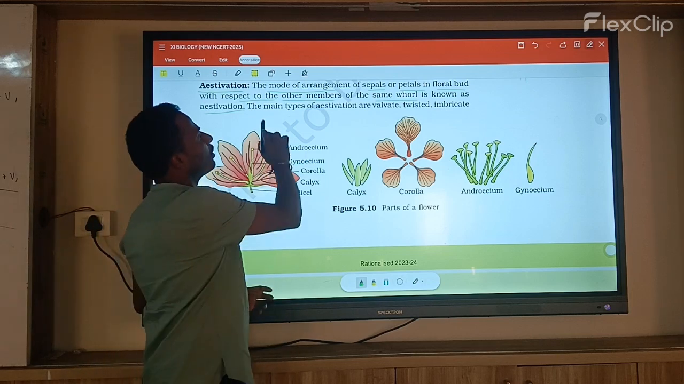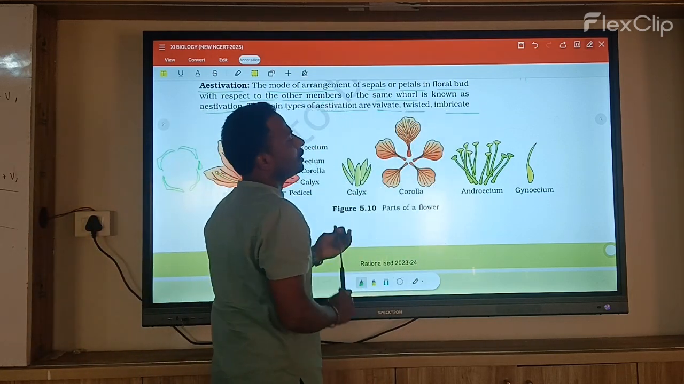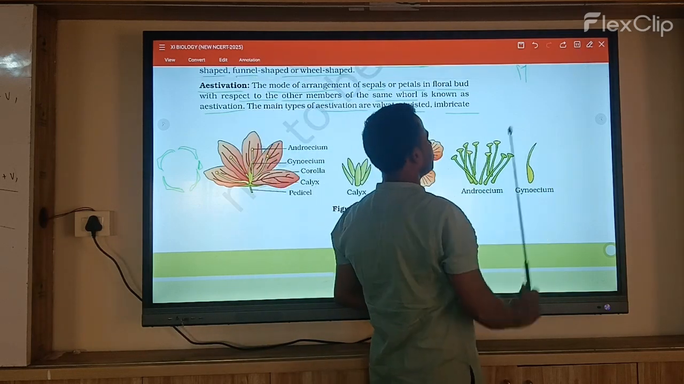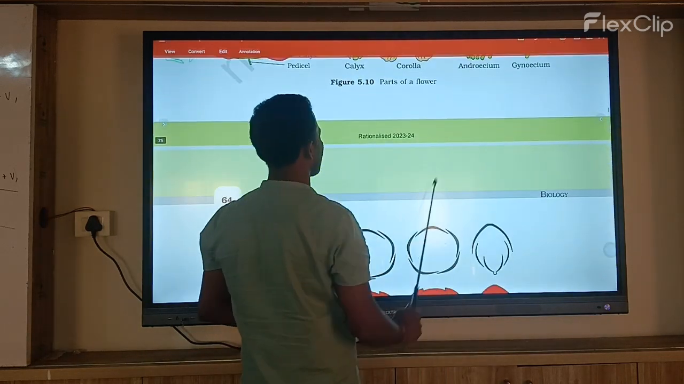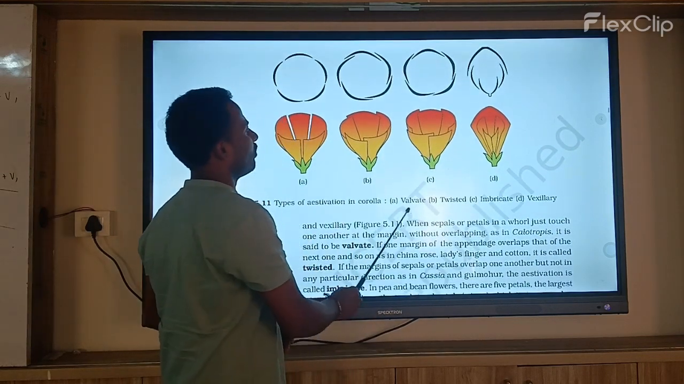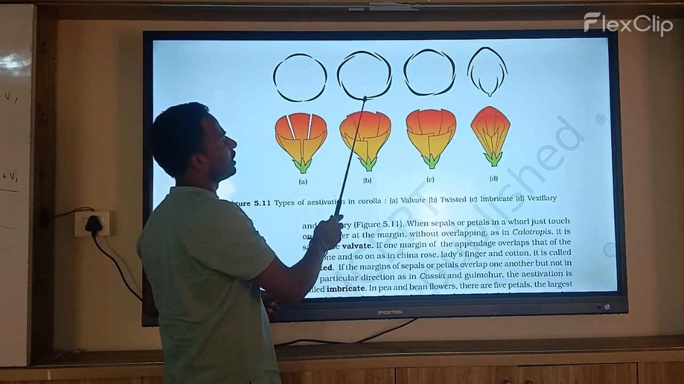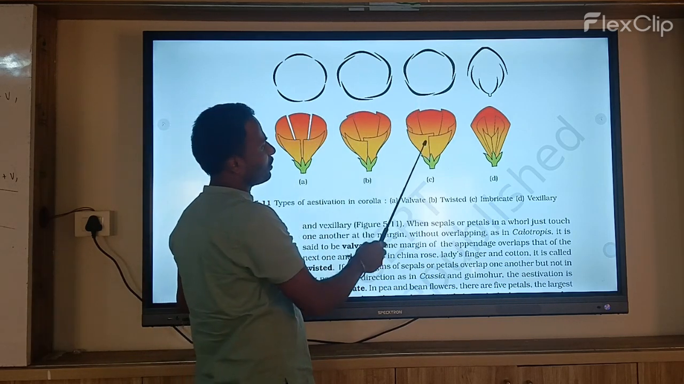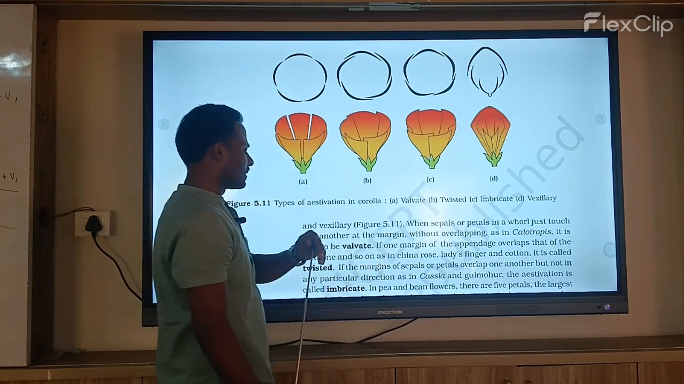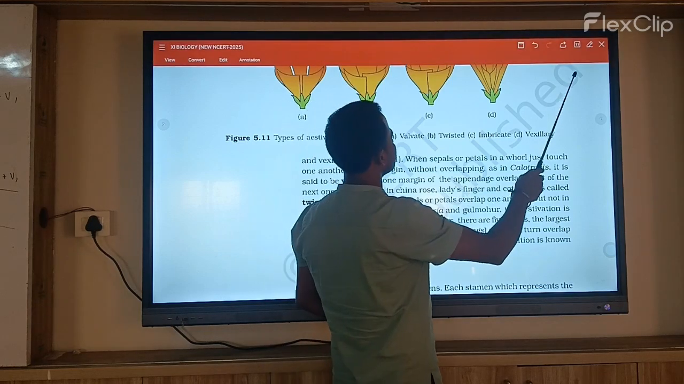The main types of estivation are valvate, twisted, imbricate, and vexillary. These are the different types of estivations: valvate, twisted, imbricate, and vexillary.